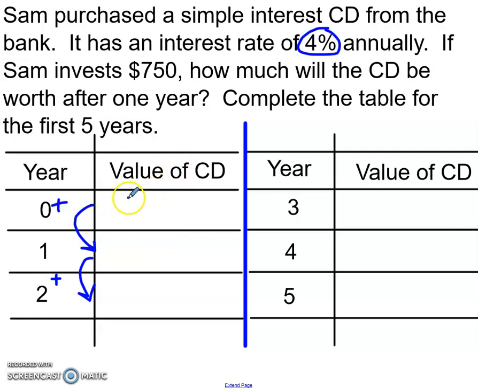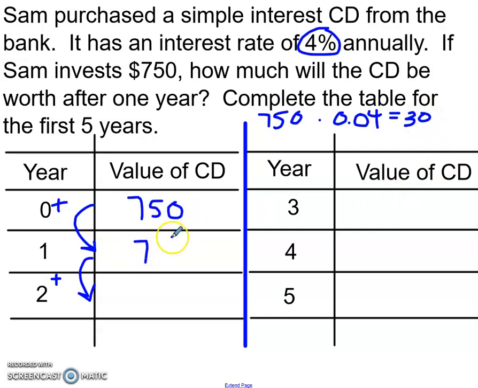So the year 0 amount is $750. And basically you are getting 4 cents for every dollar. So if you invested $2, you're going to get 8 cents at the end of the year. If you invested $10, you're going to get 40 cents at the end of the year. So to get the actual answer, we take the 750, we multiply it by 4% as a decimal number, which is 0.04. And what we end up with is $30.